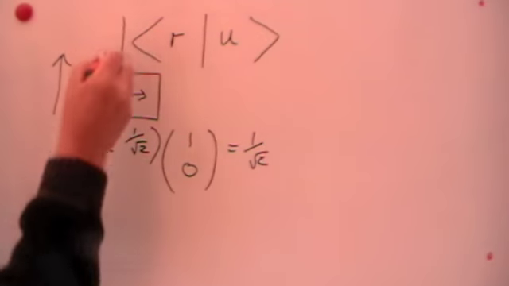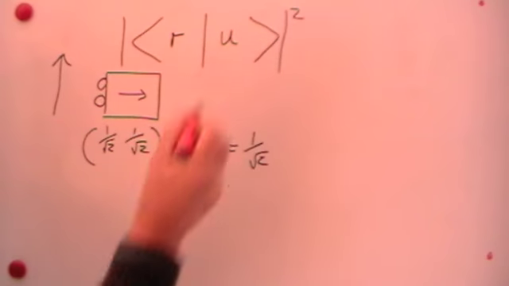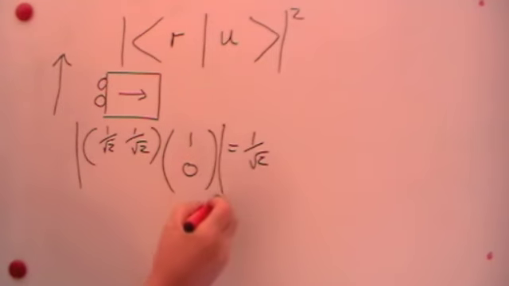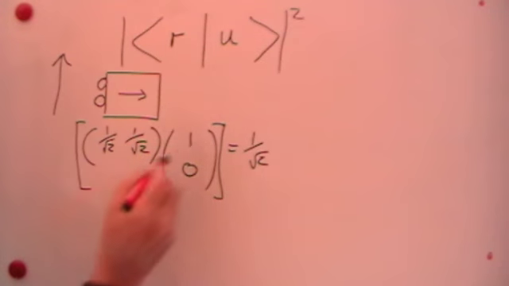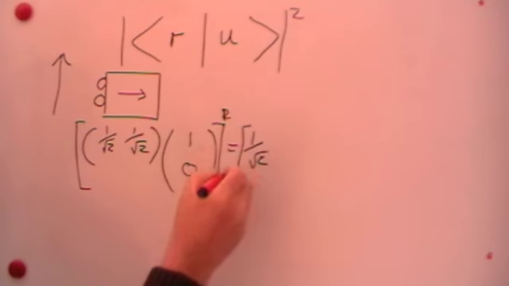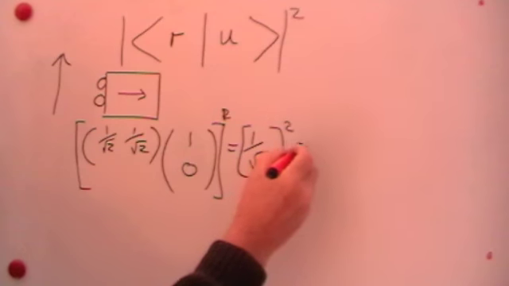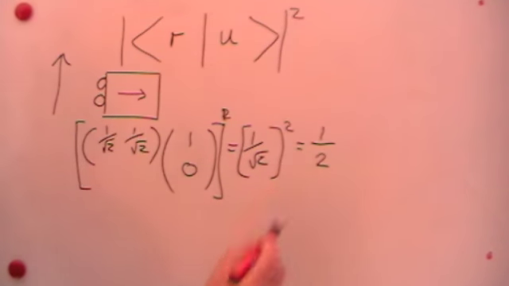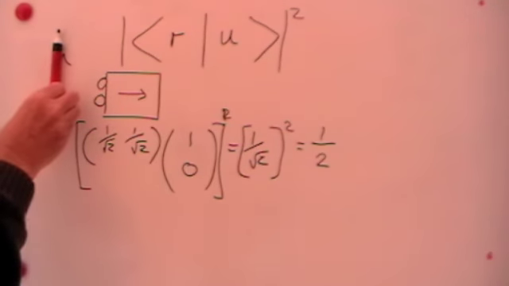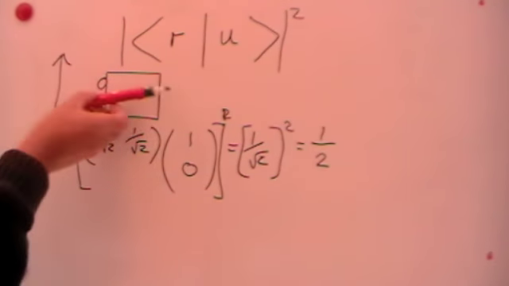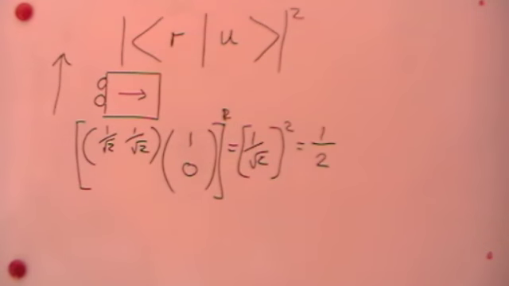If you want the probability, as I've said, you have to square this, and 1/√2 squared is 1/2. And that's exactly what we would expect if you prepare in the up direction and you measure in the right direction. There's a 50% chance that you'll get a right, and there's a 50% chance that you'll get a left.